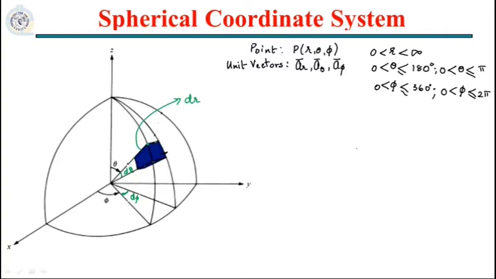Remember our discussion of cylindrical coordinate system. This is an arc length. So arc length is always equal to radius into the angle. Okay, so what is the radius here? What is this radius? So it is dr. Okay, small incremental radius dr.